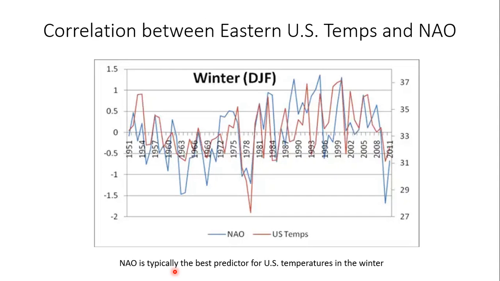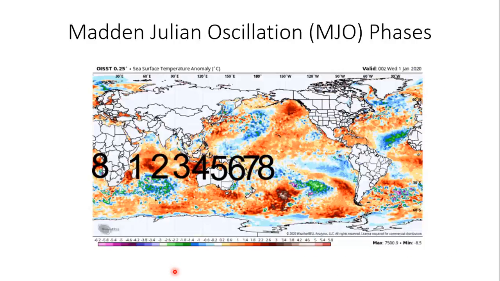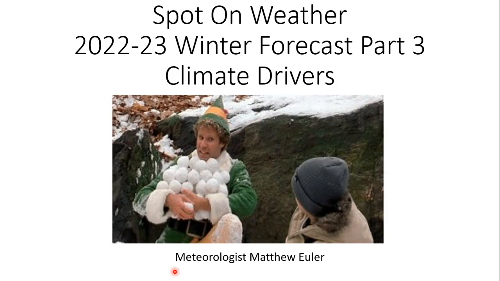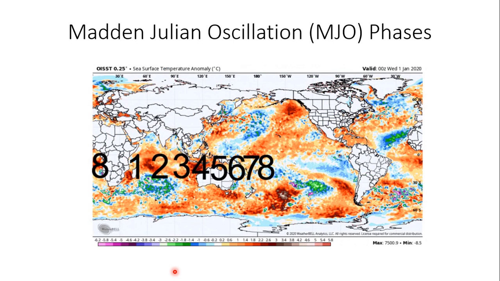All right, that wraps things up tonight. We talked here in part 3 of the 2022-23 winter forecast about climate drivers or teleconnections. We talked about the Madden-Julian Oscillation circulation. We talked about the importance of it. Where is the enhanced tropical convection occurring? Is it in the Indian Ocean? Is it over the maritime continent? Is it in the Western Pacific? Is it off the coast of Africa?